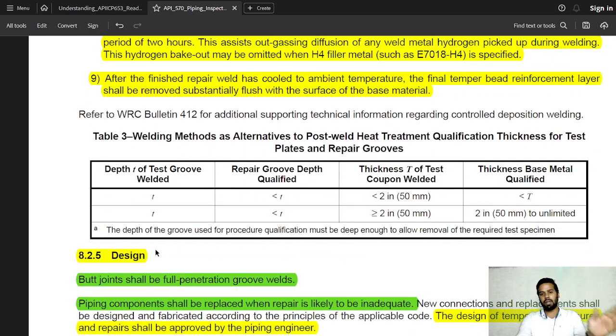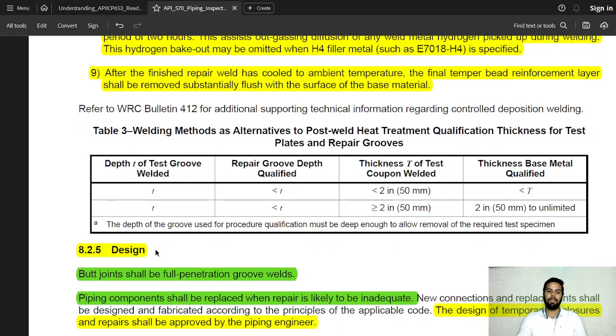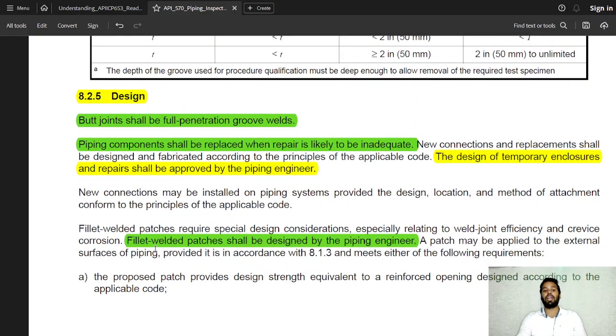So this is the alternative to post-weld heat treatment. This is not included in the exam. Okay. Design: butt weld shall be full penetration groove welds. Piping component shall be replaced when the repair is likely to be inadequate. The design to temporary enclosures and repair shall be approved by the piping engineer.